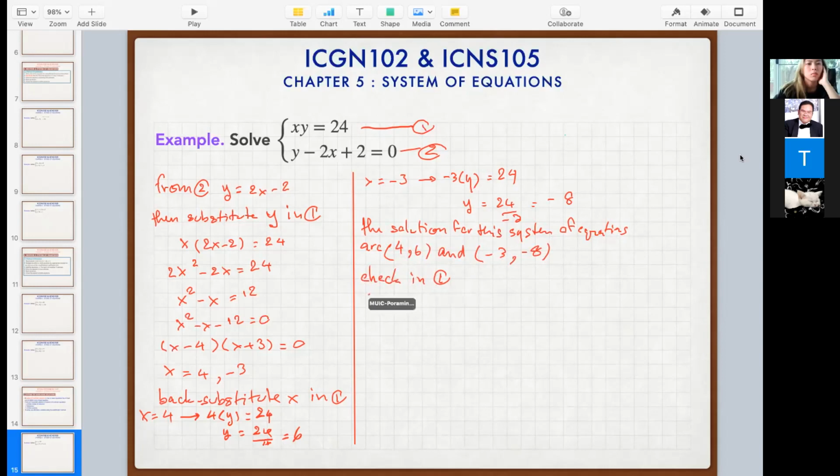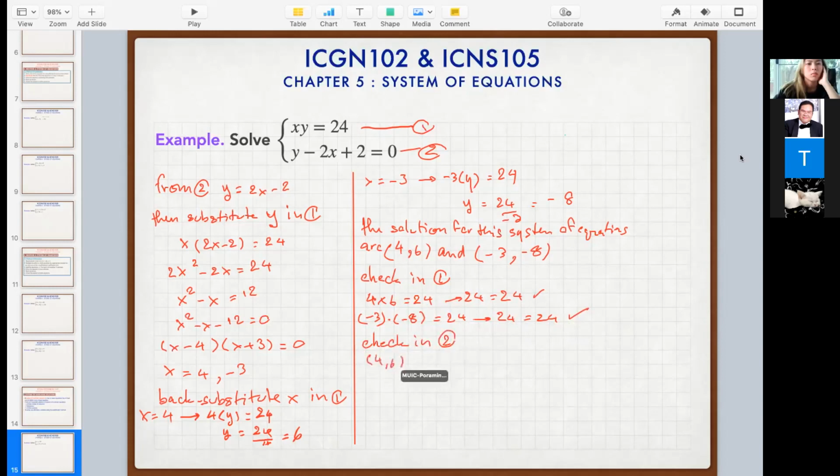Okay, 4 times 6 equals 24, then 24 equals 24. Yes, the first solution is okay. Next one, negative 3 times negative 8 equals 24. Both of them are equal, that is correct. Now you check in equation number 2.